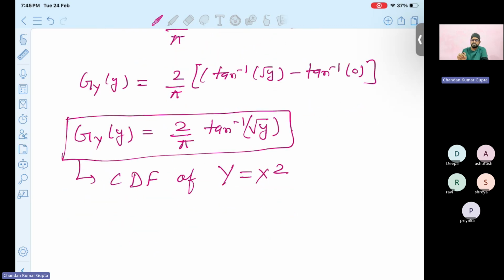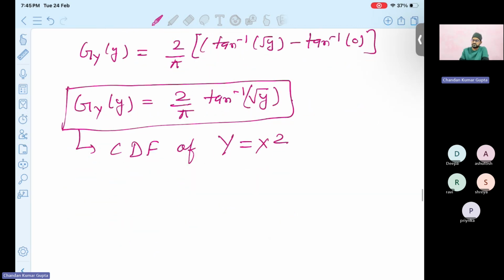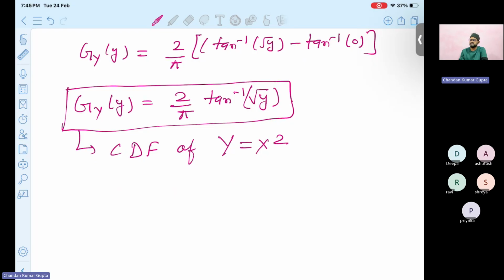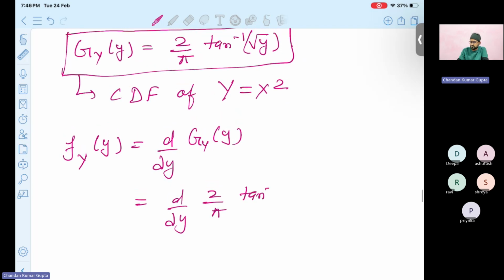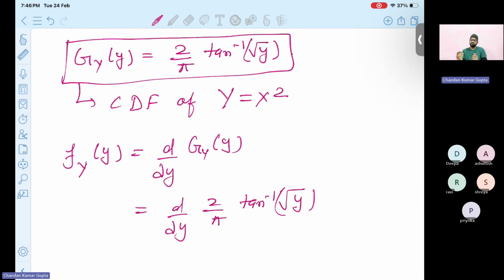Okay. We need to find the PDF actually. The PDF can be evaluated by simply differentiating the CDF. So the PDF of this is nothing but the differentiation of the CDF. So it's d dy of 2 upon pi, and tan inverse of x. Again, the same thing is repeated: the derivative of this is 1 upon 1 plus x square.